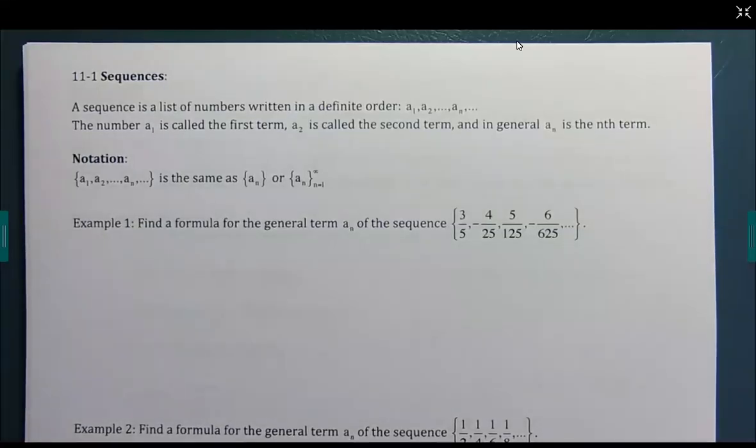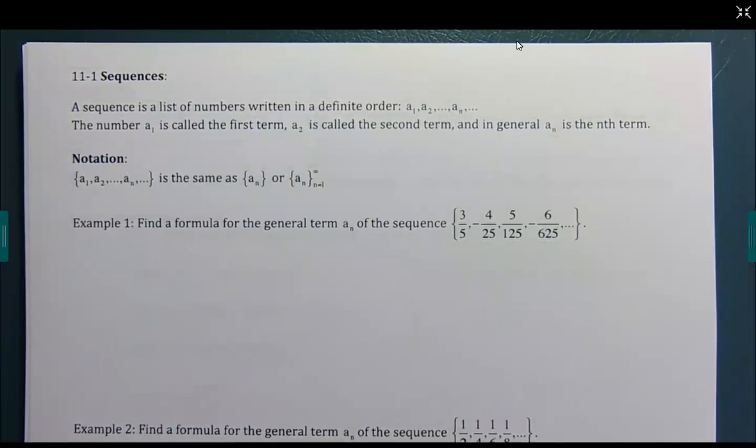Everybody, welcome back. We are in chapter 11. This is the longest chapter. There's the most amount of sections, I believe 10. And this is a big change from what we've been doing in second semester calculus here.